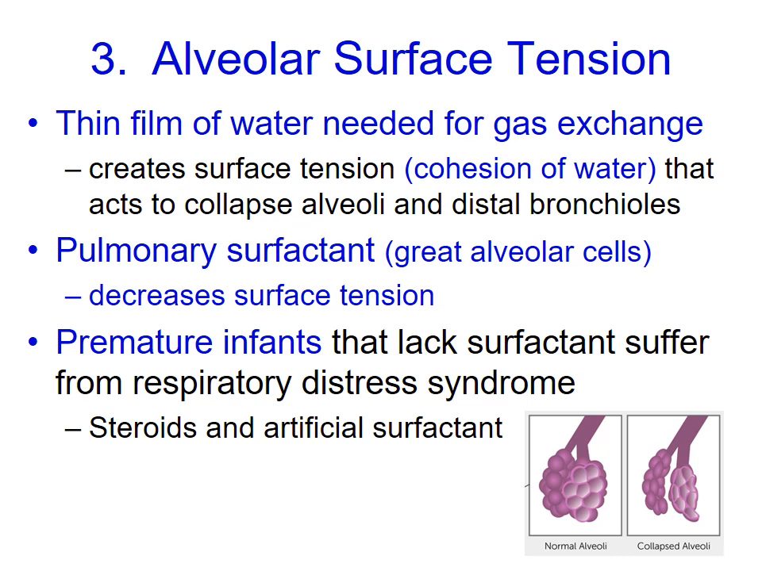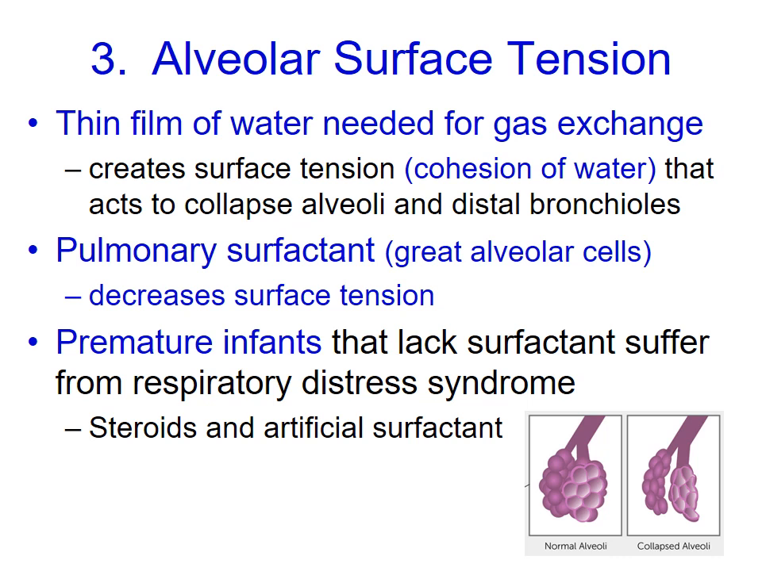Pulmonary surfactant, which is produced by the alveoli cells itself, is able to decrease the surface tension, so it loosens the relationship with the water molecules, therefore keeping the alveoli afloat and allowing gas exchange to occur.